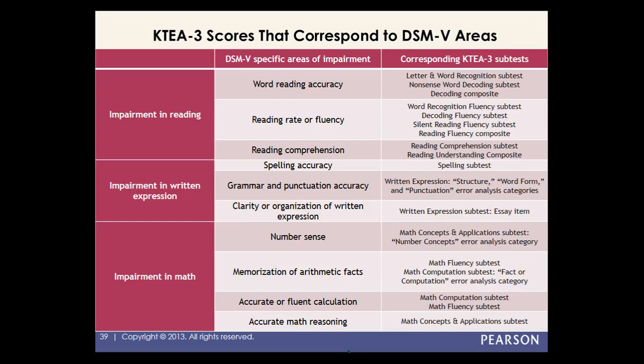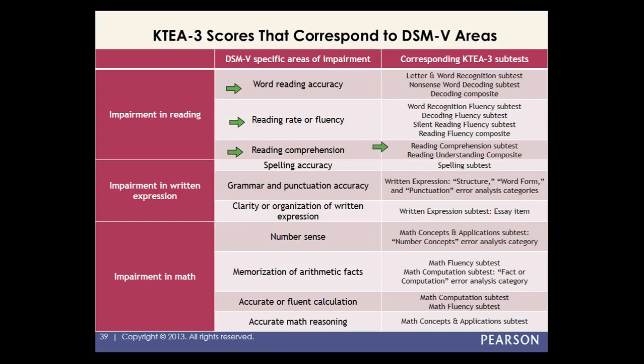And when we're looking at, hopefully this isn't too small for you as well, but when we're looking at the DSM-5 areas, KTEA-3 scores can be used again as data points for the decision making when we're making a clinical diagnosis, if we're out of the school, if we're not in the school environment. When we're looking at impairments in reading, the DSM-5 will look at breaking down those impairments in terms of word reading, reading rate or fluency, and reading comprehension.